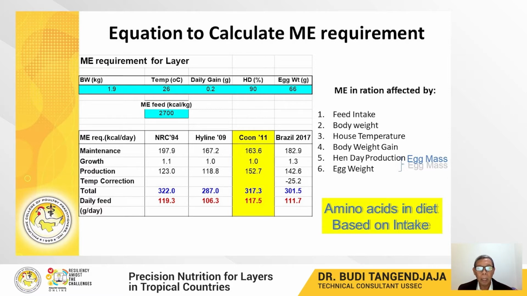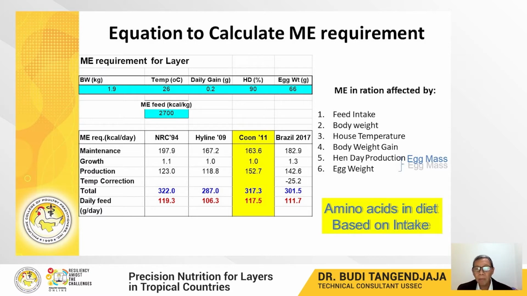And then we can calculate the daily energy requirement of the layer, which will be used for maintenance, for growth, for production, and also temperature correction. So how much the daily requirement of energy is, we can estimate based on the equation like Craig Kuhn 2011, which will be around 317 kilocalories per day when the body weight is 1.9 and temperature 26. However, when we use the Brazilian equation, the requirement will be around 302 kilocalories per day. So this is the equation that we can use to estimate how much energy you have to calculate in the formulation.